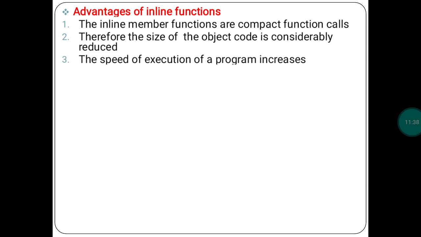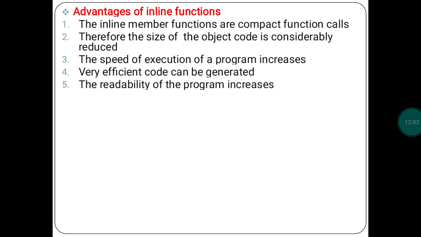The speed of execution of the program increases. Because it is small code, automatically its speed will increase, and it will be executed faster. Very efficient code can be generated. Its code will be very efficient. It is not a complex one. It is a simple method. So the code will be very good.